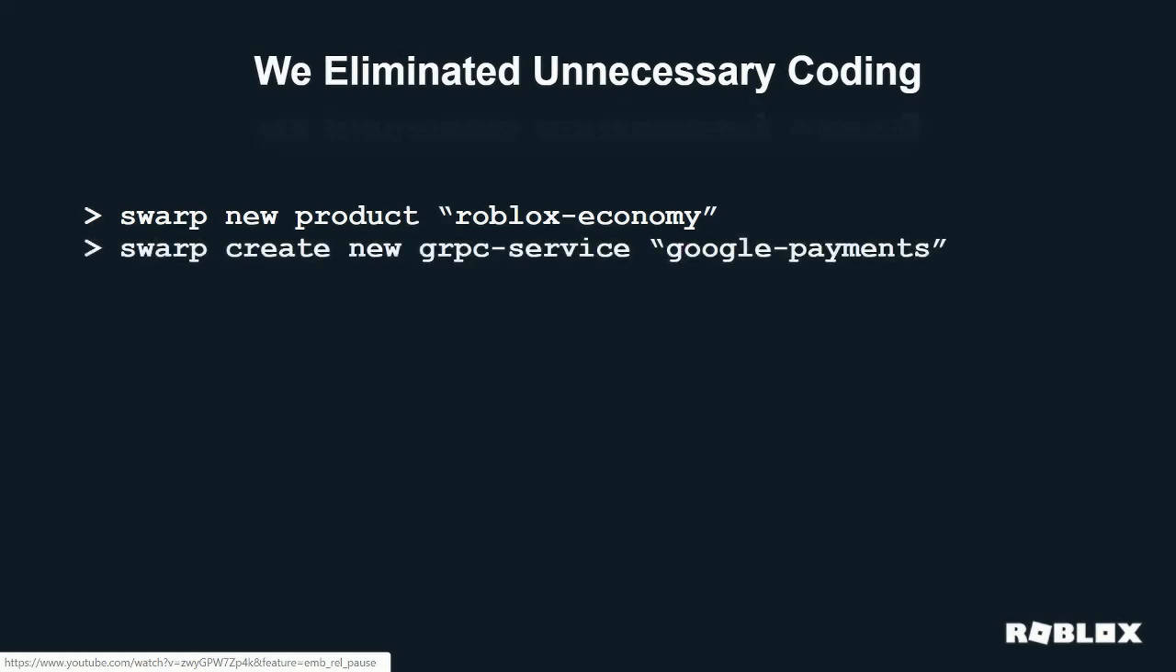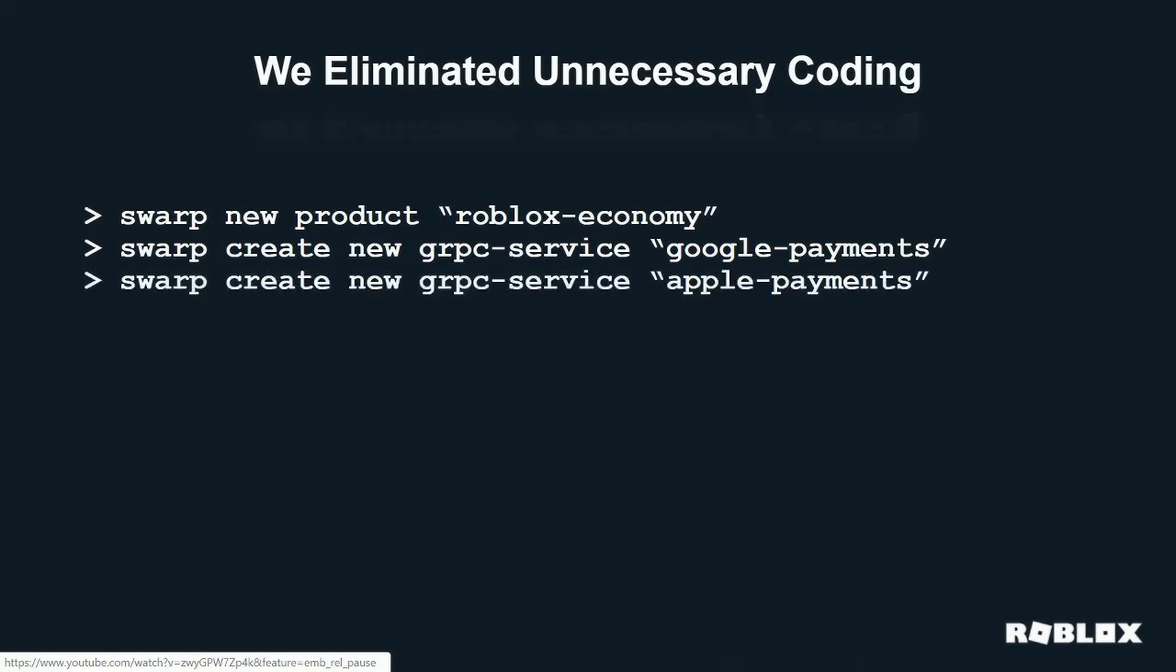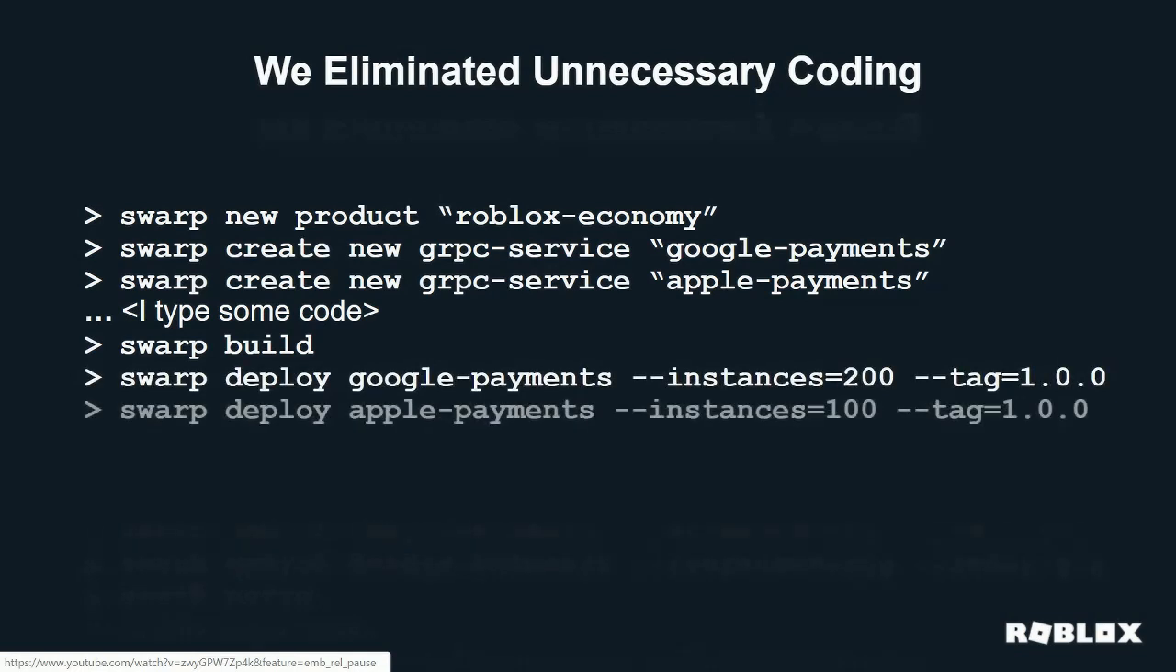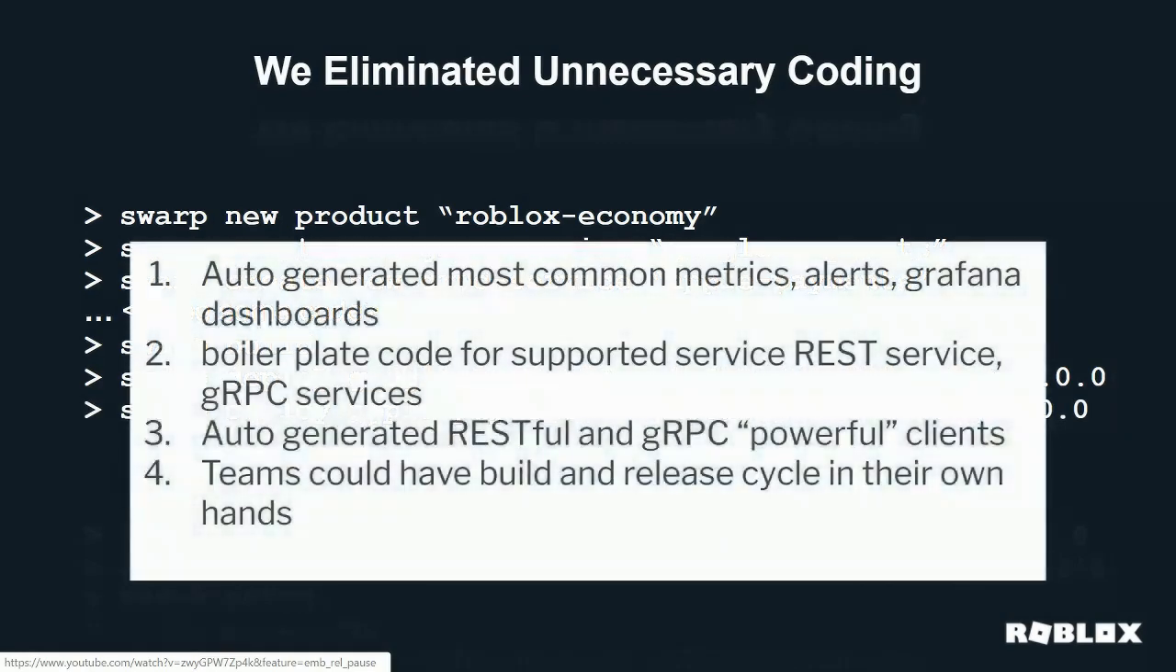Then I want to have a gRPC service called Google Payments, and I just create this thing with one single line of code. I create another service, and it bootstraps everything for me with all these alerts and all this stuff I mentioned, and you just type your code, and then you say, I want to build it, and you say, I want to deploy it with this number of instances, and then we're talking about Docker images here, what is the tag, and I just deploy that, I deploy the other thing, and that's pretty much that.